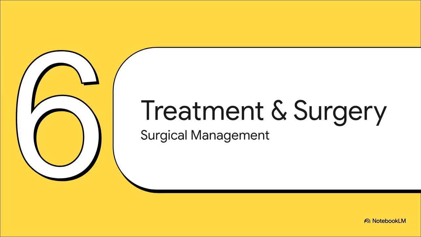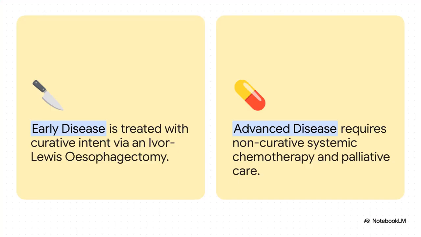And that brings us to Section 6, Treatment and Surgical Management. Treatment pathways decisively split right here. The big takeaway is that surgical intervention depends heavily on the tumor stage, the patient's overall physiological fitness, and the total absence of metastatic disease. Early localized disease pushes a patient down the curative pathway. Advanced disease, however, moves a patient toward non-curative systemic chemotherapy and palliative symptom control.